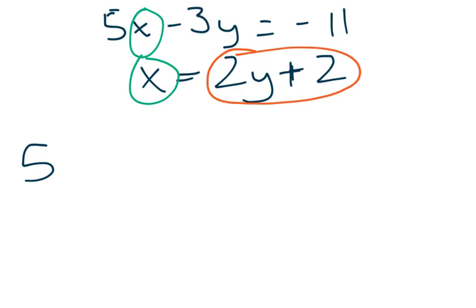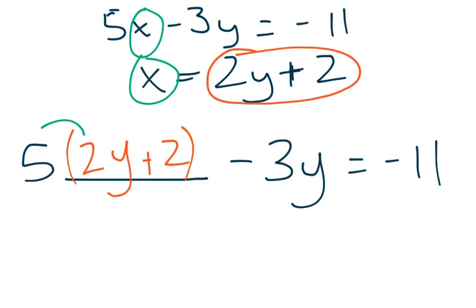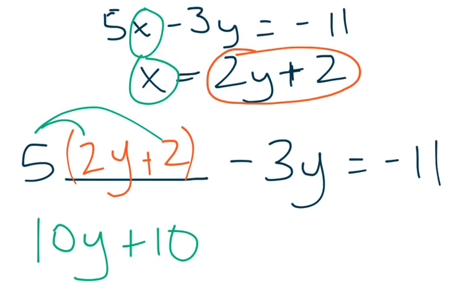So I'm going to write 5, and I'm going to leave myself some space. And then the negative 3y and the negative 11, they're going to stay the same because that's not going to change. We're only affecting the x. So 2y plus 2. And then I'm going to distribute that 5. So I'm going to get 10y plus 10, and then minus 3y equals negative 11.